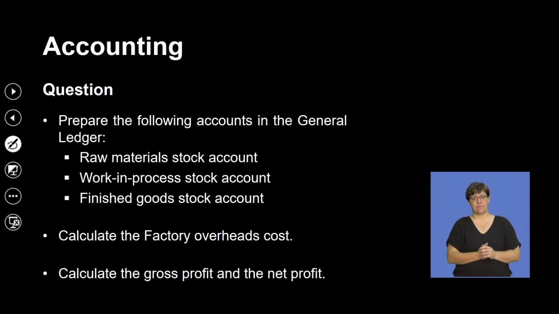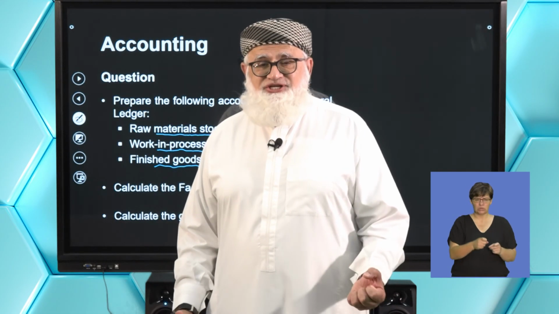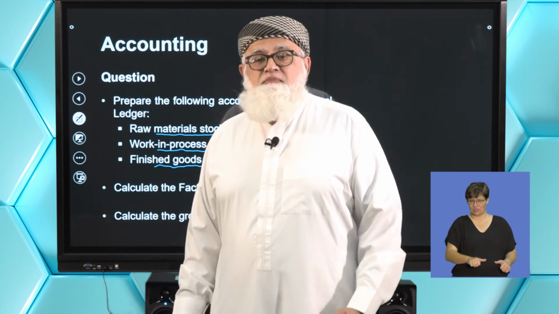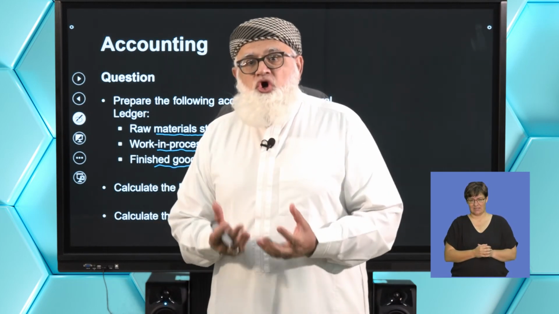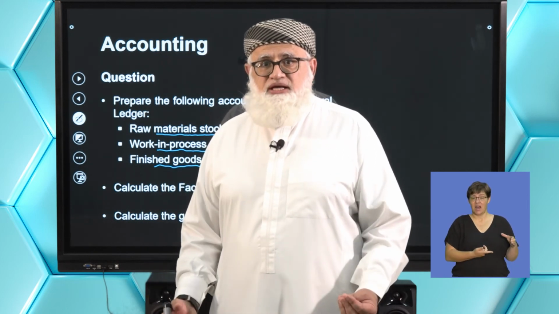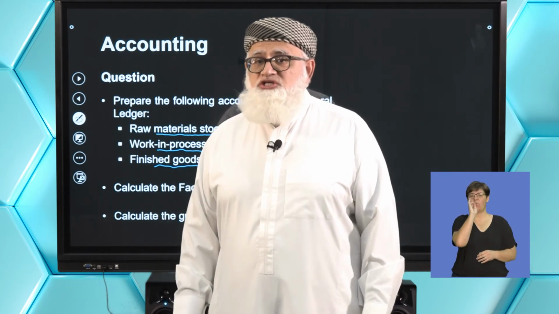Okay, what are we expected to do in this question here? We are expected to prepare the raw materials stock account, the work in process account, and obviously the finished goods account. Now you will notice in nearly every question on this section, these are primarily the accounts that you have to prepare because they form the backbone of this section. In other words, they're the real McCoy when it comes to cost accounting. If you know these three accounts, guaranteed you know cost accounting.